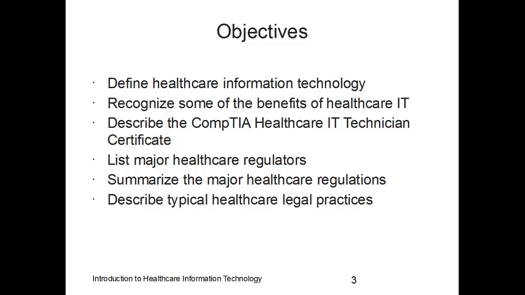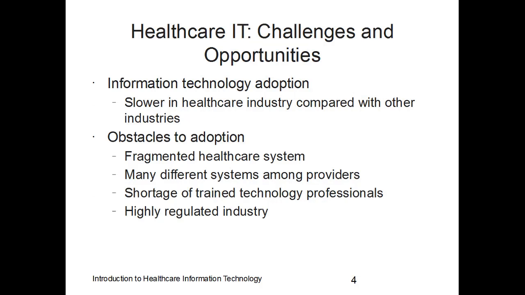Some objectives for this chapter: define healthcare information technology, recognize some of the benefits of healthcare IT, describe the CompTIA Healthcare IT Technician Certificate, list major healthcare regulators, summarize the major healthcare regulations, and lastly, describe typical healthcare legal practices. We'll start off this chapter with healthcare IT, challenges and opportunities.